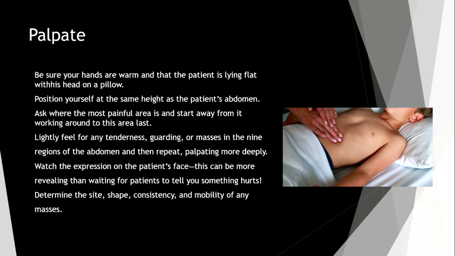Position yourself at the same height as the patient's abdomen. Ask where the most painful area is and start away from it, coming around to this area last. Lightly feel for any tenderness, guarding, or masses in the 9 regions of the abdomen, and then repeat, palpating more deeply. Watch the expression on the patient's face. This can be more revealing than waiting for the patient to tell you something hurts. Determine the size, shape, consistency, and mobility of any masses.